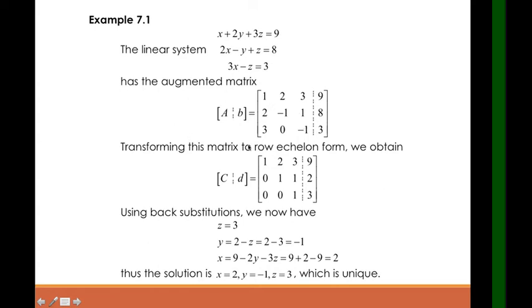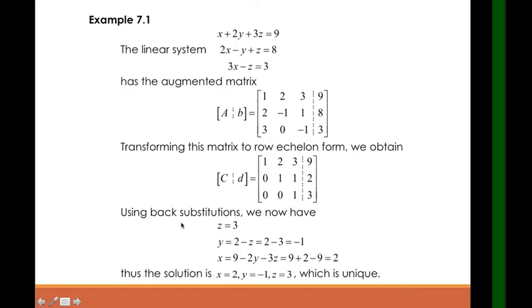Transforming the matrix to row echelon form, as I showed you in lesson number 6 how to do a row echelon form. When we do this, it will look like this: 1, 2, 3, and 9; 0, 1, 1, and 2, since we used row echelon form. What you did here is also what happens here. So that is 0, 0, 1, and 3.